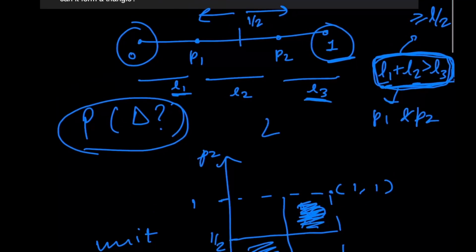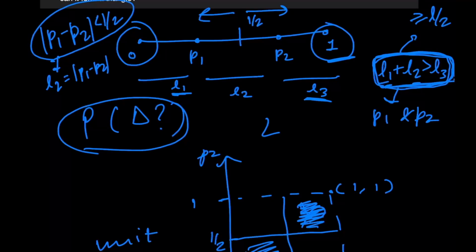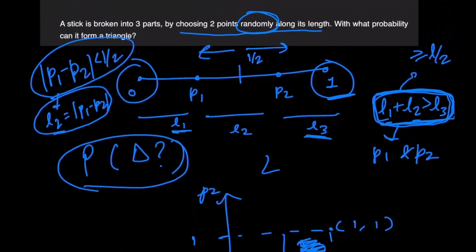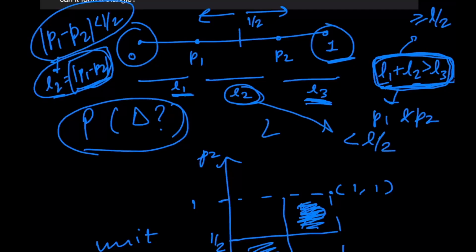Now, another thing you guys could notice is that the modulus of P1 minus P2 has to be less than 1 by 2. Otherwise, the value of L2, which is basically the modulus of P1 minus P2, would be greater than L by 2 or 1 by 2, whichever way you want to put it. I've taken L as equal to 1 over here. But yeah, the value of L2 is basically this value over here. And we also have the constraint, similar to L1 and L3, on L2 also, that L2 has to be less than L by 2, or 1 by 2 in my case. So this is the third constraint that we needed.